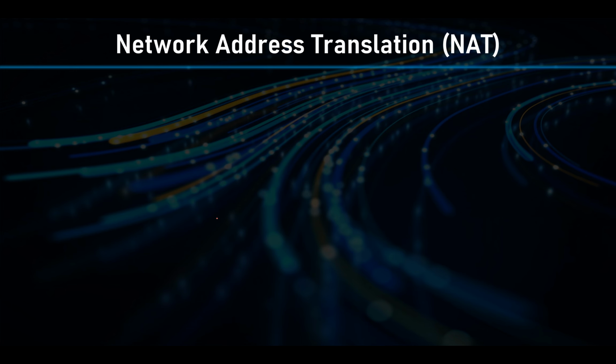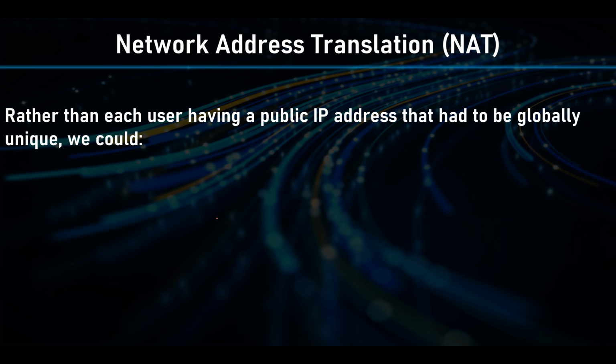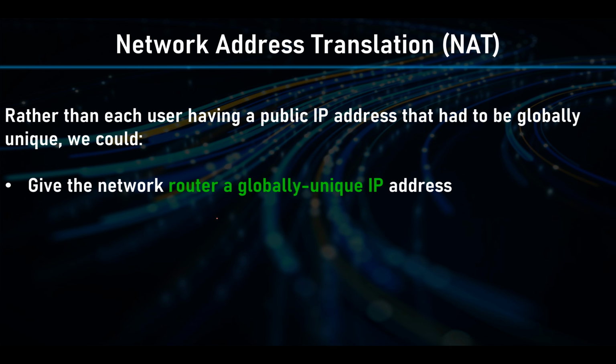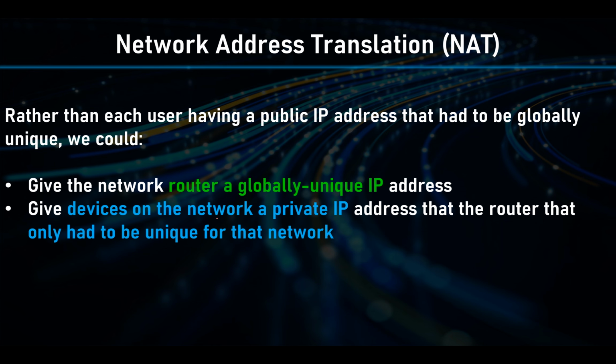Then let's look at network address translation, or NAT. Rather than each device having a globally unique public IP address, we can simply give the router a globally unique public IP, and all of the end devices will only have a private IP. That private IP is unique for that particular LAN, that private network, but it's not globally unique. That's why you can have multiple people on different networks with the same private IP.